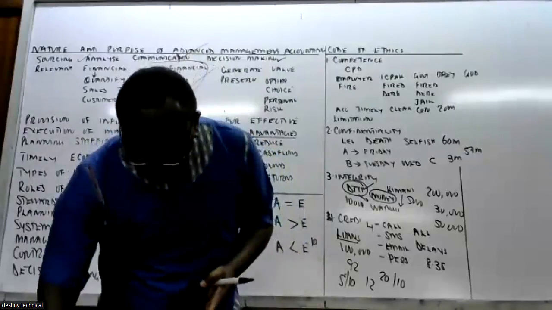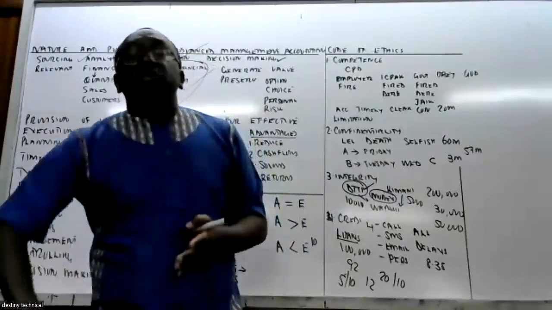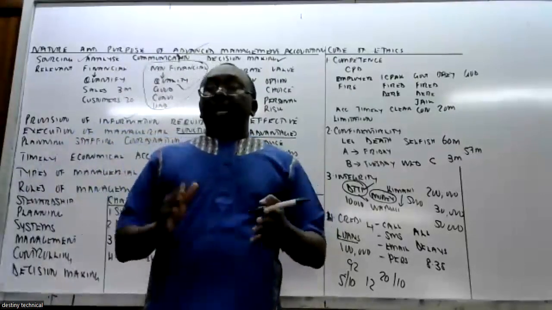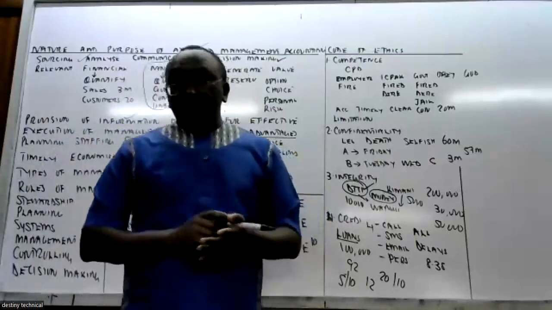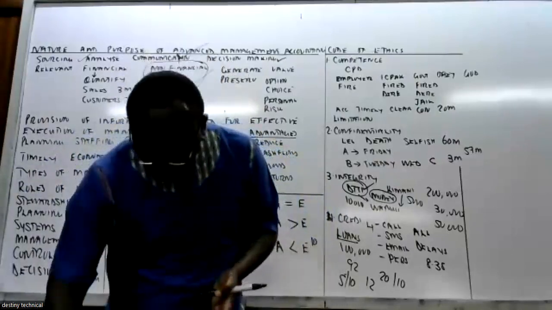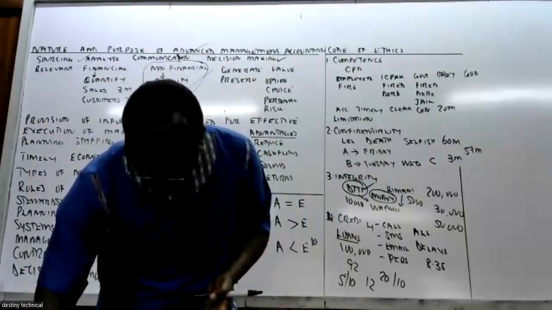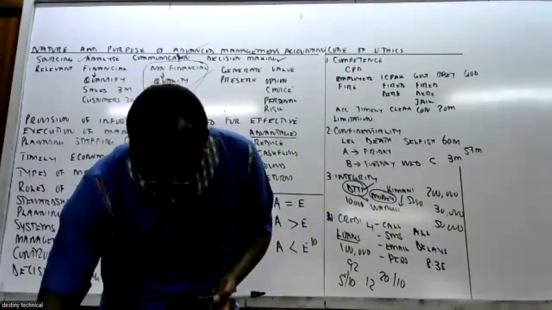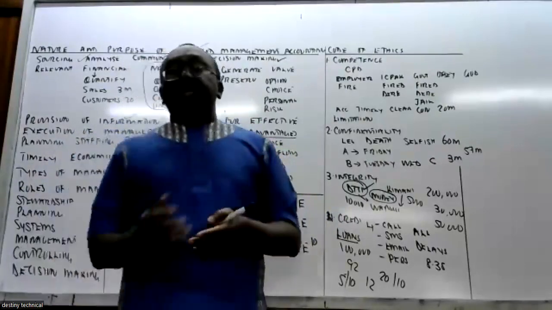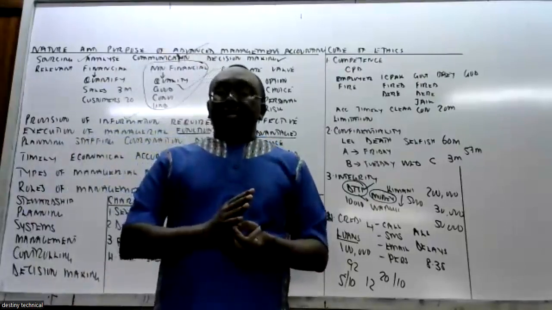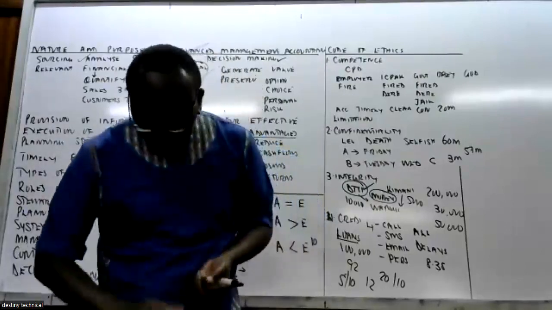The environment of uncertainty is where we are not very sure of the possible outcome, exactly which one will come out to be true. And we have rules that we use. They are listed there. We will be having questions for each one of them. We have the environment of risk. Now that's where we have probabilities. We'll also be having questions on that.